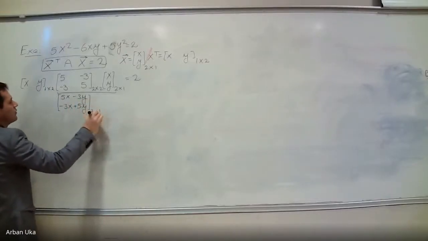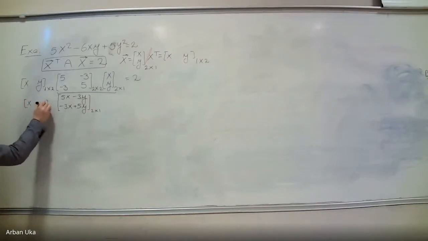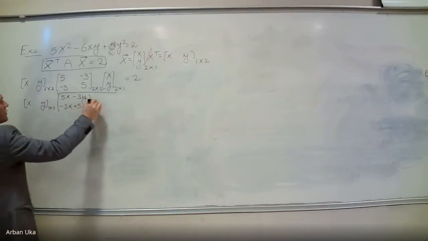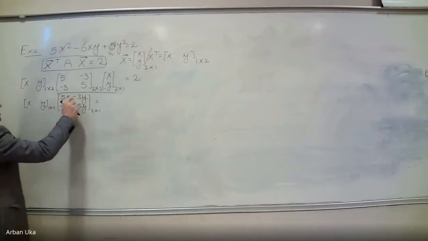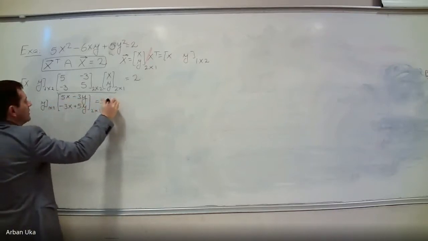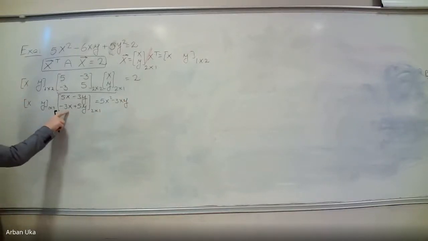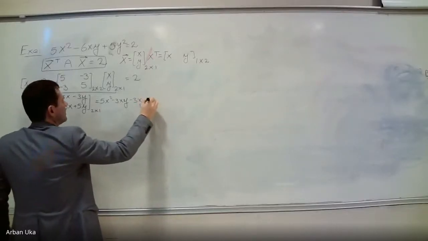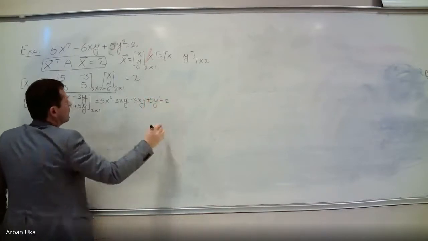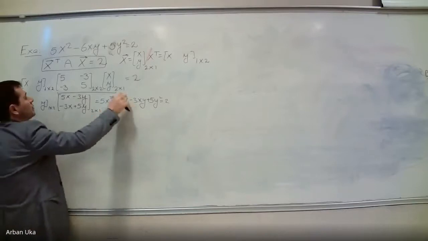Here we have a vector which is 2 by 1. We multiply this one with x and y, which is 1 by 2. That's fine. So what we get here is that x multiplies with the first term, so we get 5x squared minus 3xy. And then we have minus 3xy plus 5y squared. So we confirm this looks good. Minus 3xy and minus 3xy, we get minus 6xy.